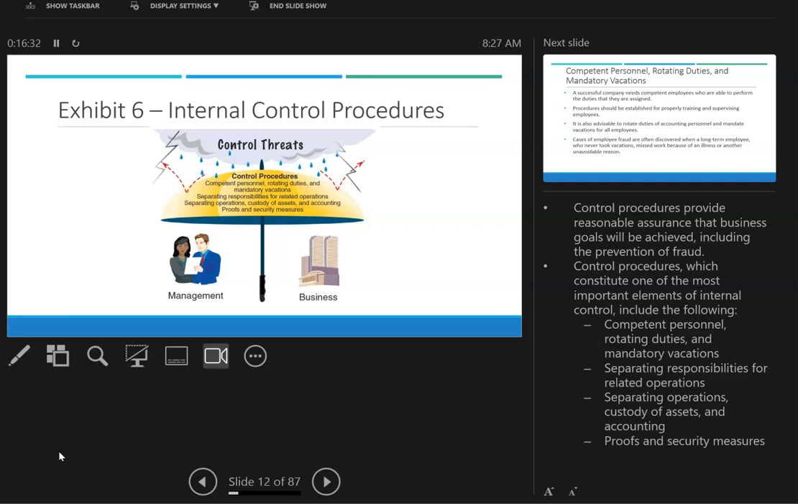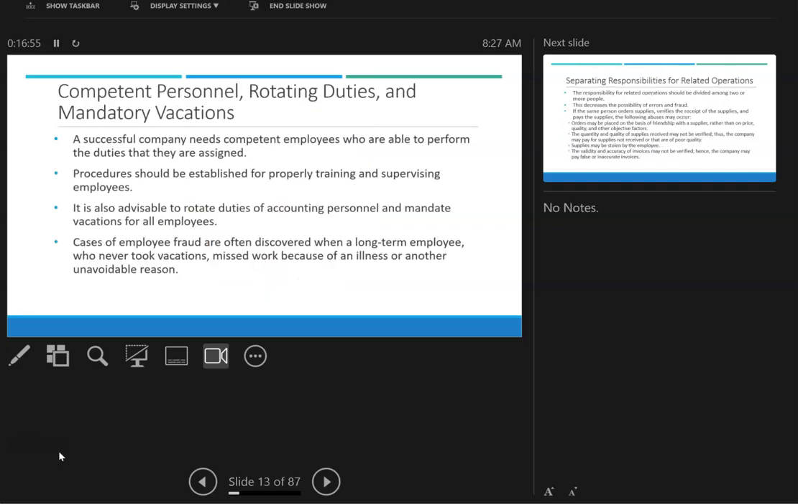So, such as make sure there's competent people on hand, rotating duties, mandatory vacations, separating responsibilities for related operations, separating operations, custody of assets, and accounting, having security measures. You need to have competent employees. Yes? How would mandatory vacations?